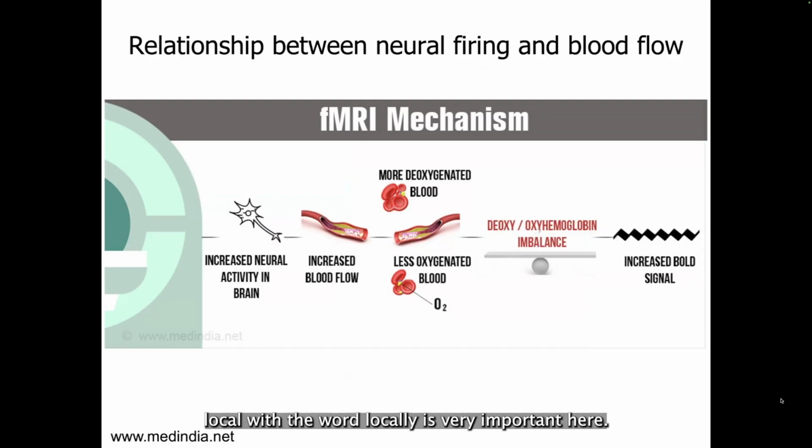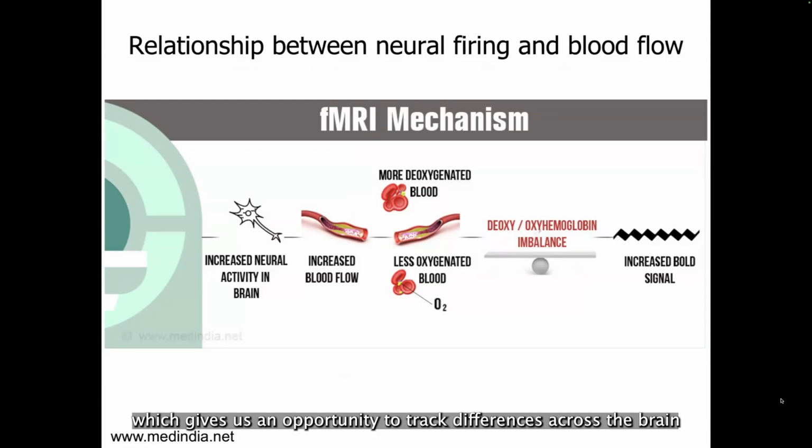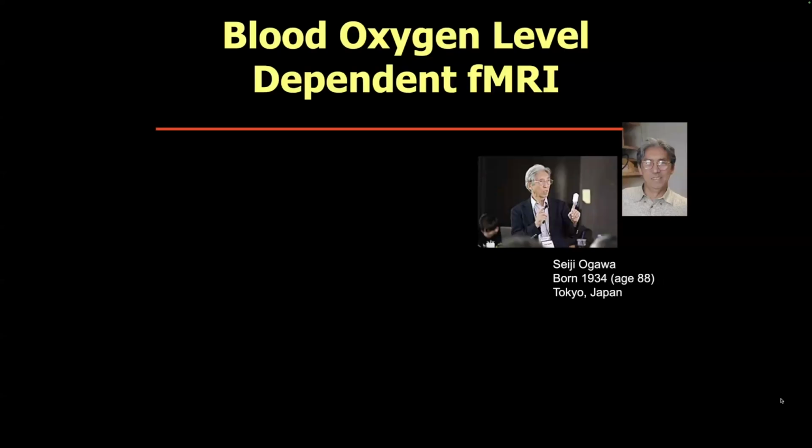The word locally is very important here. The increased BOLD signal doesn't happen across the entire brain. It happens just in the regions where there was more neural firing, which gives us an opportunity to track differences across the brain in the BOLD signal based on how much neuronal firing is happening.